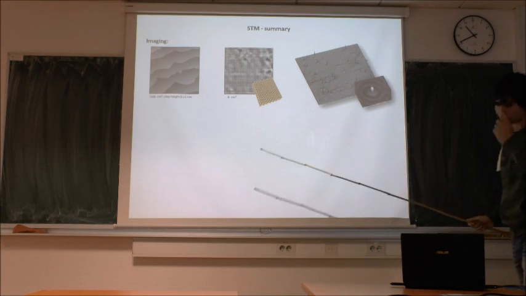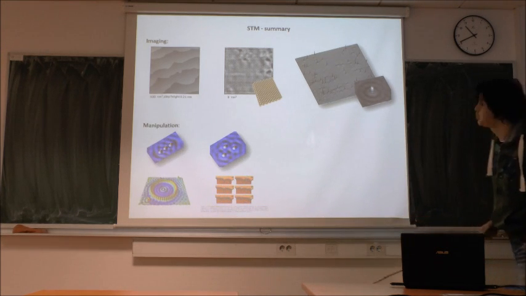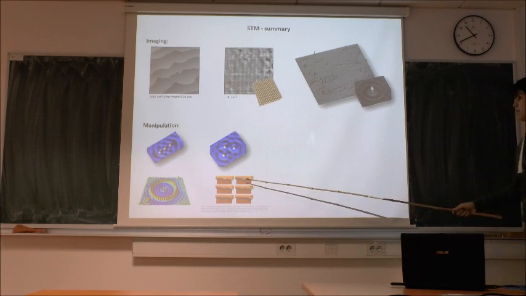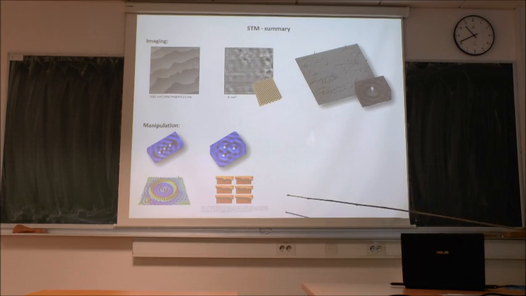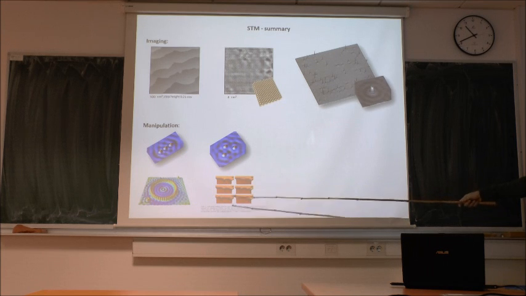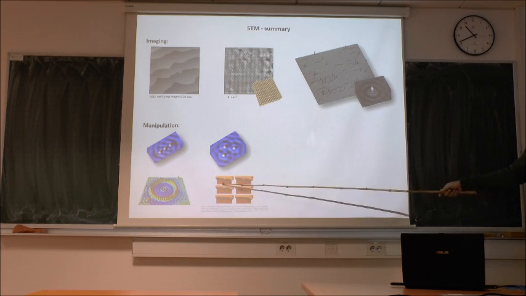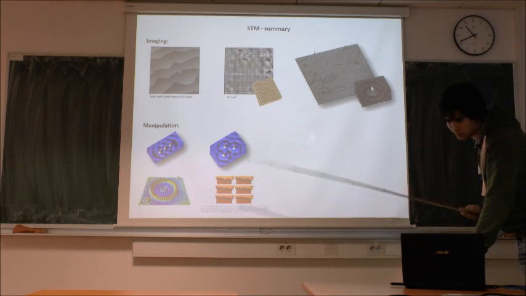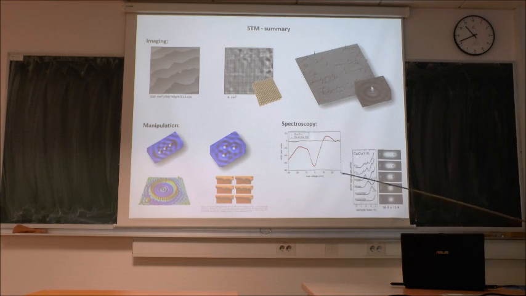Okay, imaging. Second thing, manipulation. You do whatever you want. Quantum corrals. First, a chemical reaction. It's basically an Ullmann reaction where you have a benzene ring and an iodine, and you form a new molecule. But what is important is to know that you can manipulate atoms and molecules. Spectroscopy, really high resolution, limited by the temperature.